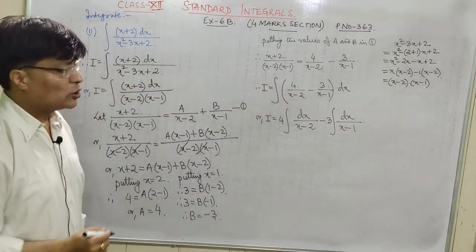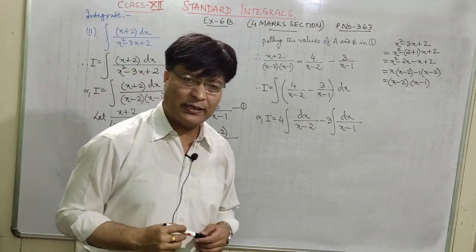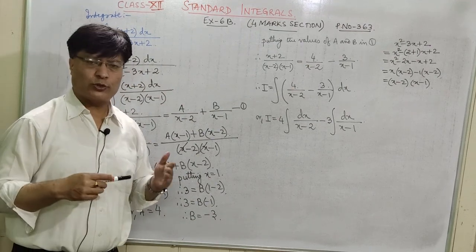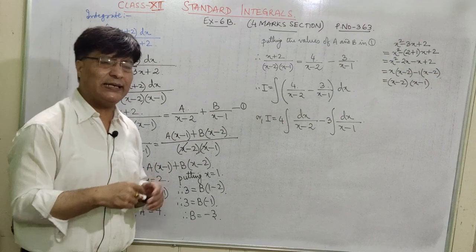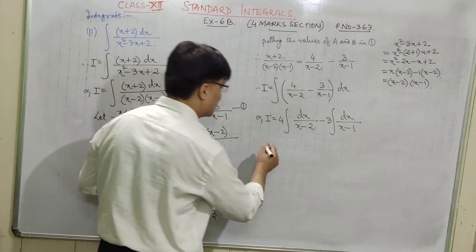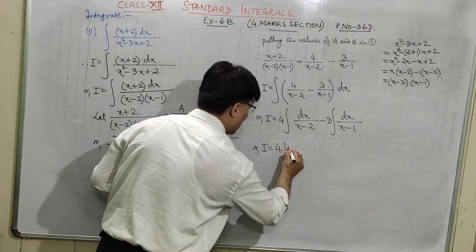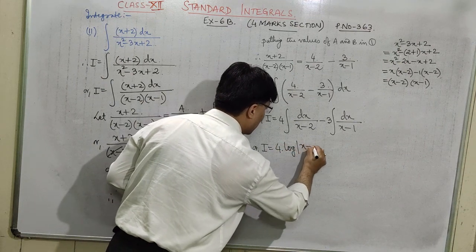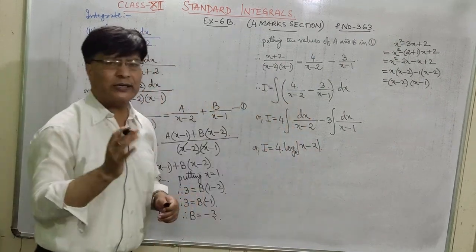Is that clear? So now this is also not the standard integral. Here the power of x is 1. So x minus 2 and x minus 1 can be taken as x, so that you can directly integrate them. dx by x is log x, you know that. So I is equal to 4 into log within mod x minus 2 mod sign close, the base is e, whole divided by 1. How did you get that 1?